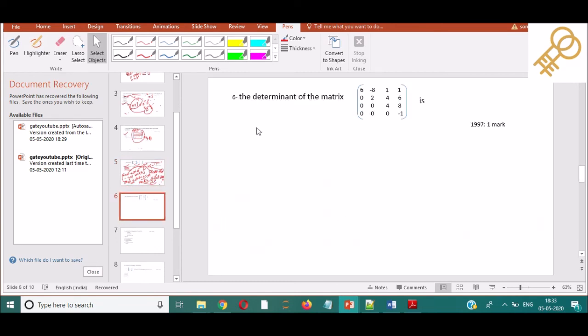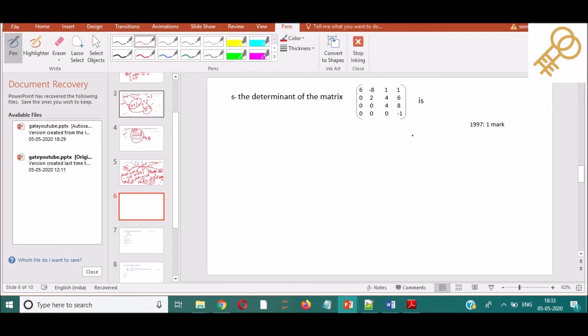Your next question is to find the determinant of the matrix. This question was asked in 1997 for 1 mark, and it is a very easy question, I think. Guys, before moving ahead, I suggest you one thing: stop the video and just try to solve this question. So this is your matrix, and we have to find the determinant of that matrix. How will you do that?